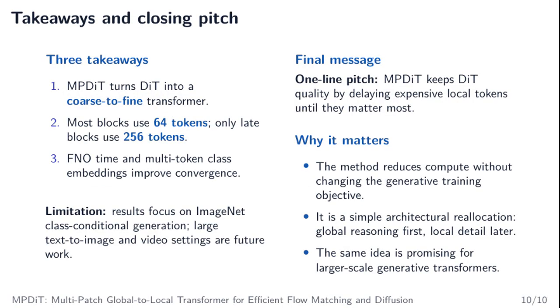To conclude, MPDiT has 3 main takeaways. First, it changes DiT into a coarse to fine transformer. It uses patch size 4 for global modeling, then patch size 2 for local refinement. Second, it cuts computation because most blocks process only 64 tokens instead of 256. Third, the conditioning improvements, especially multi-token class embedding and FNO time embedding, make training stronger. The main limitation is that the experiments focus on ImageNet class conditional generation. So future work could test this global to local design on broader datasets, higher resolutions, and text-to-image generation. My final summary is, MPDiT keeps DiT quality by delaying expensive local tokens until they matter most.